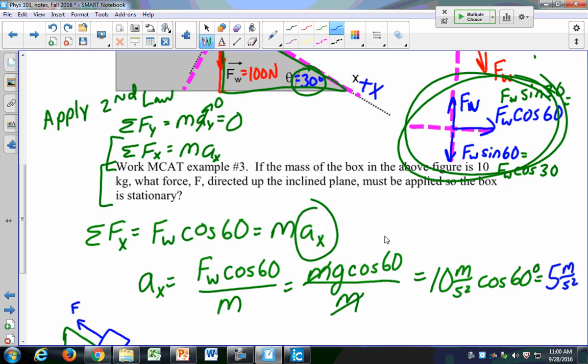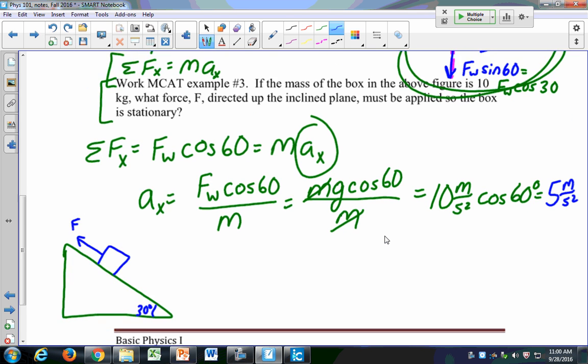Next, I recognize that I want to know ax, because that's my acceleration. And so I take the equation that I create from Newton's second law, and I solve it. And in this case, it's fairly easy to solve. There's only one unknown. I say Fw cosine 60 equals max, and I solve for the acceleration. Okay, that's a good example of the type of problem that you'll have on the exam coming up on Wednesday.